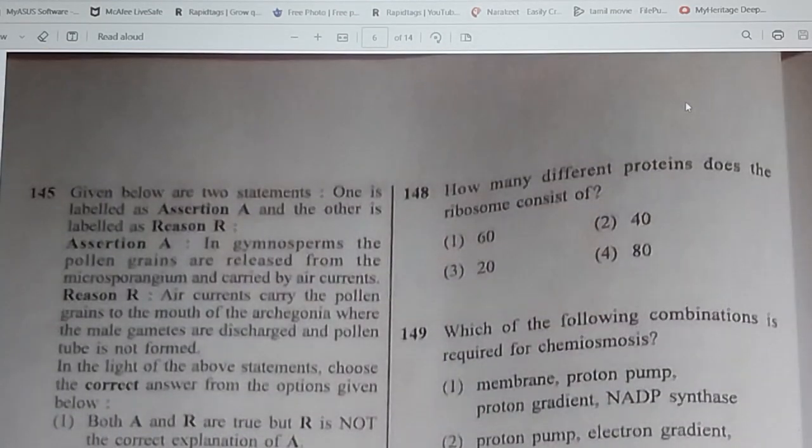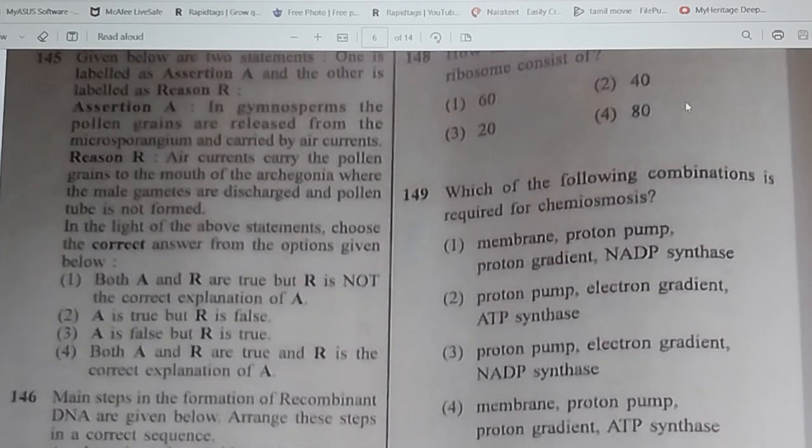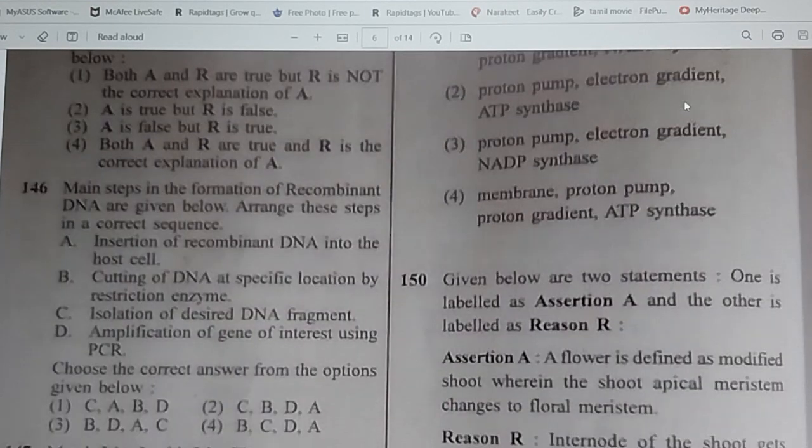How many different proteins does the ribosome consist of? 79 to 80 is the correct answer. Here we have 80 given, so 80 is the correct answer. 149. For chemiosmosis, what are the things we need? We need a membrane, a proton pump, a gradient and ATP synthase, which means option 4.